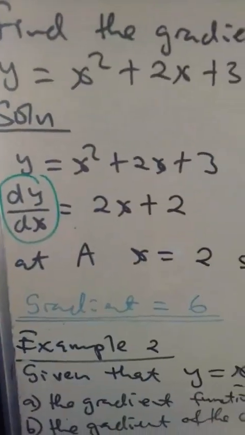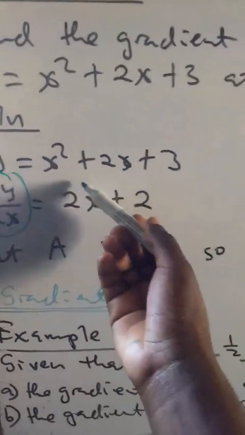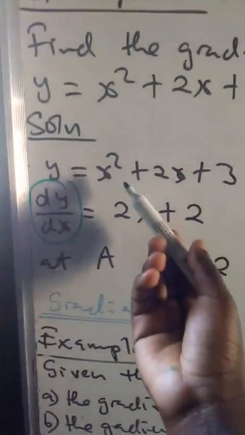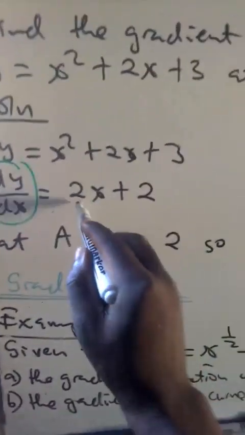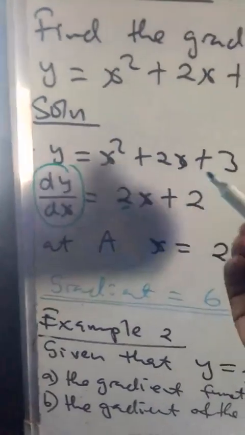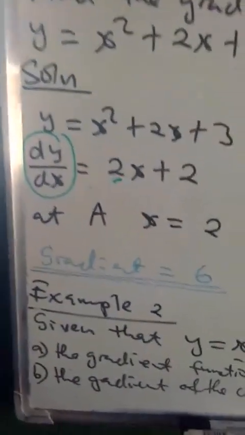the gradient function, which means you are differentiating here. It becomes 2x plus 2. We said you drop the power, it becomes a coefficient, and you subtract 1 from the power. Then if you differentiate 2x, you get 2. Then you differentiate 3, you get 0.